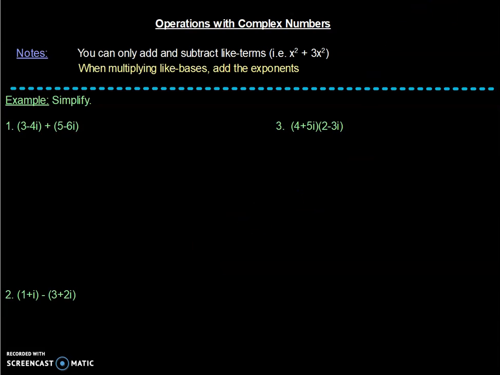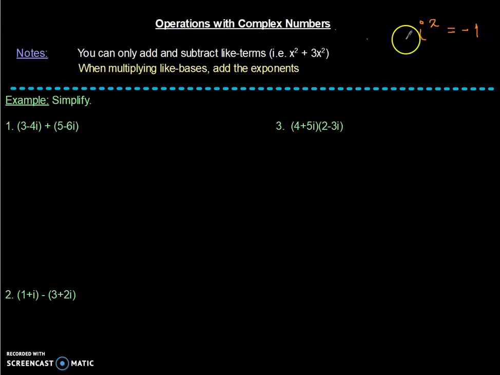Guys, so today we're going to go over operations with complex numbers. So we've already seen that a complex number is just a real number plus or minus an imaginary number. One thing to keep in mind still when dealing with operations with complex numbers is that i squared equals -1.